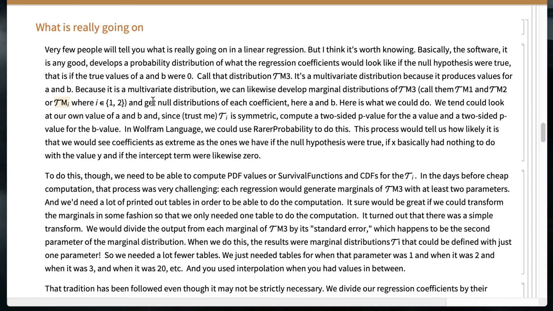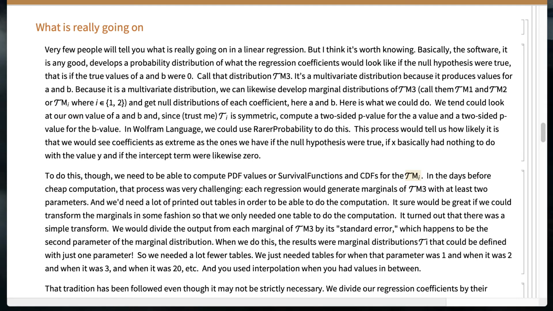But here's the problem. To do this, we kind of need a fancy computer. We need to be able to compute a RarerProbability, PDFs, survival functions, CDFs, for each of those TM sub I. And that means that since TM sub I has parameters that are going to be changing depending on what the regression looks like, we're going to need a lot of tables, okay? Because we're going to be working from printed out tables, like I did when I was a student in college.